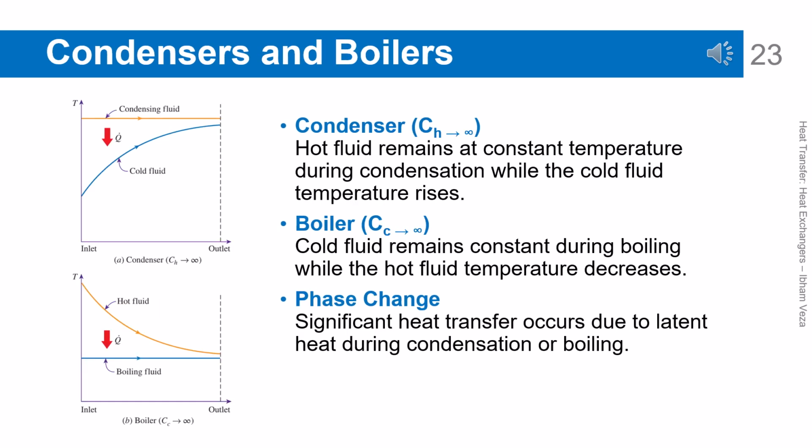Temperature profiles in condensers and boilers. In a condenser, the hot fluid undergoes a phase change, so its temperature remains constant during the process. In contrast, in a boiler, the cold fluid that boils maintains a constant temperature. Heat transfer in both devices is dominated by latent heat. This produces temperature profiles that are very different from ordinary heat exchangers. This understanding is important for analyzing phase change systems.